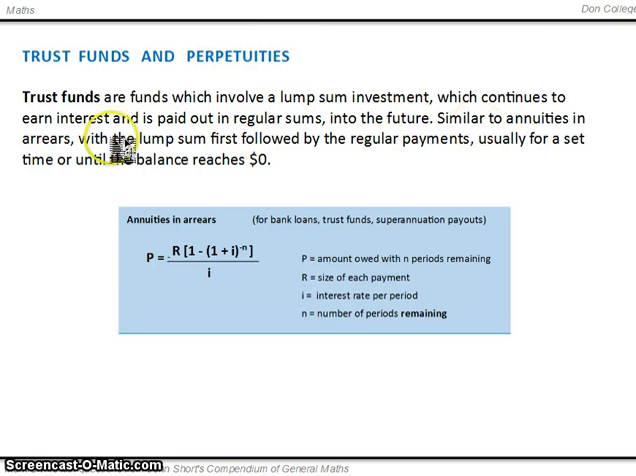Okay, so similar to annuities in arrears, you have a lump sum first. In this case, that would be P here, and then you can draw money out, which would be like the repayment when you're paying off a mortgage, for example. N is the number of periods remaining, again, just like in annuities in arrears.